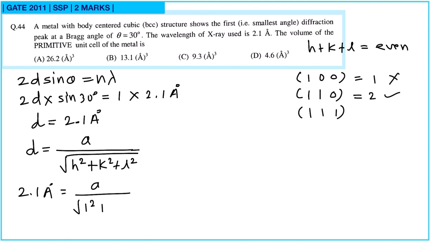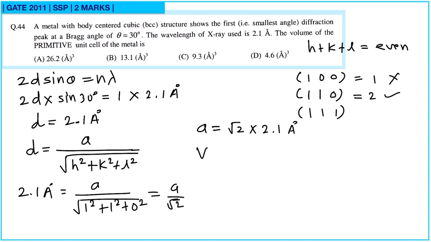So we will have 1 square plus 1 square plus 0 square, so this will be a by root 2. So a is equal to root 2 into 2.1 angstrom. That will be the value of a. And if you want the value of volume, then volume is equal to a cube. So this will be the cube of this, that is 2.1 root 2 whole cube, and this will be angstrom raised to 3. And this comes out to be 26.13 angstrom cube.